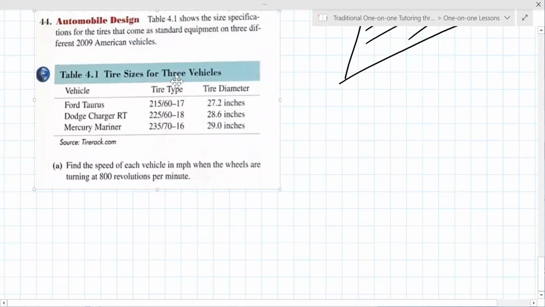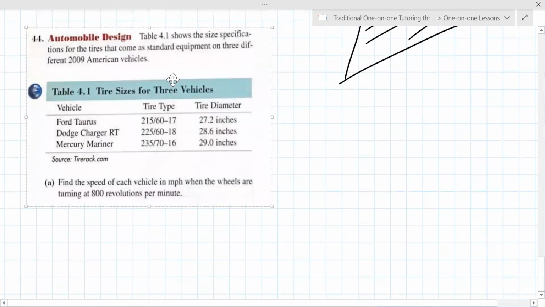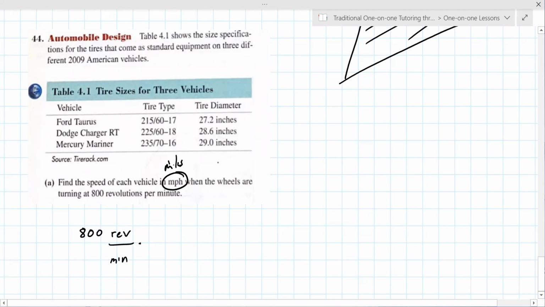Table 4.1 shows the size specification for the tires. Find the speed of each vehicle in miles per hour when the wheels are turning at 800 revolutions per minute. Okay, so 800 revolutions per minute means this right here. If you've taken chemistry, you're familiar with these conversion problems. So we have to convert minutes, well, we want to go to miles per hour.